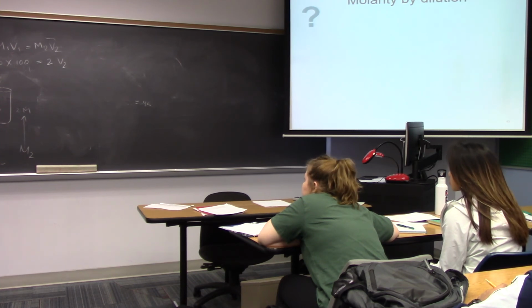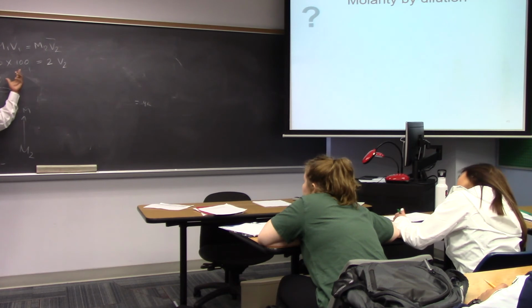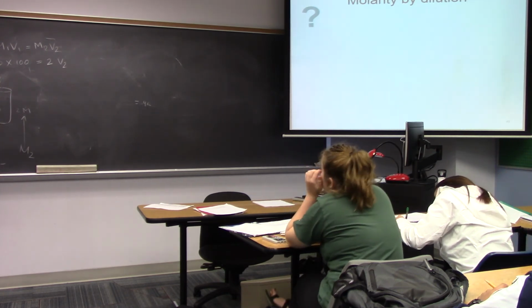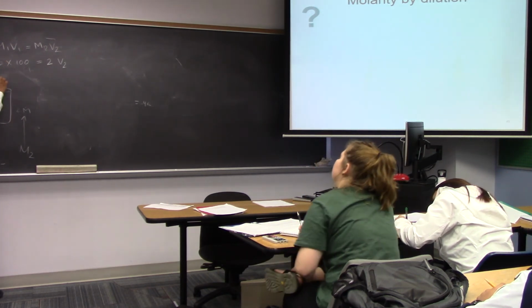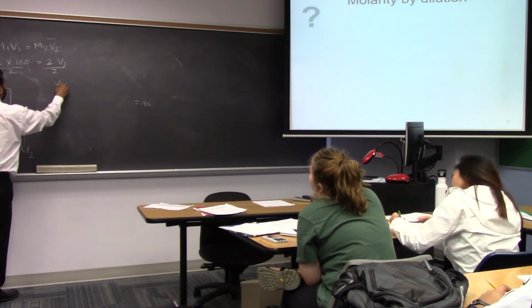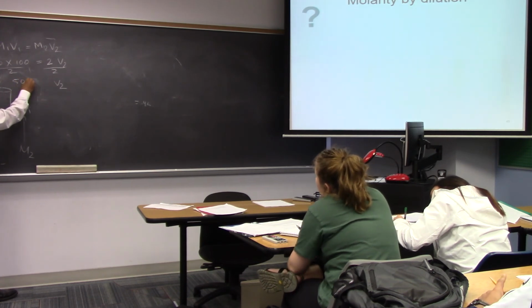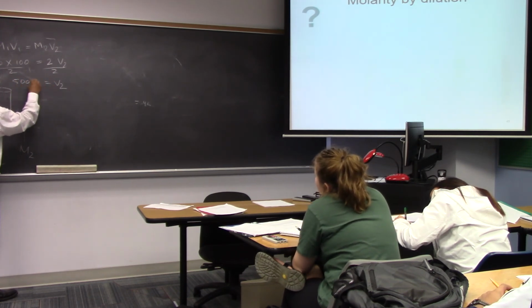Do you have to worry about the 100 being in milliliters, not in liters? Very good question. No. Why not? Because both sides are equal, see what I'm saying? Both sides same. So then you divide both sides by 2, right? Then V2 equals 500 milliliters.